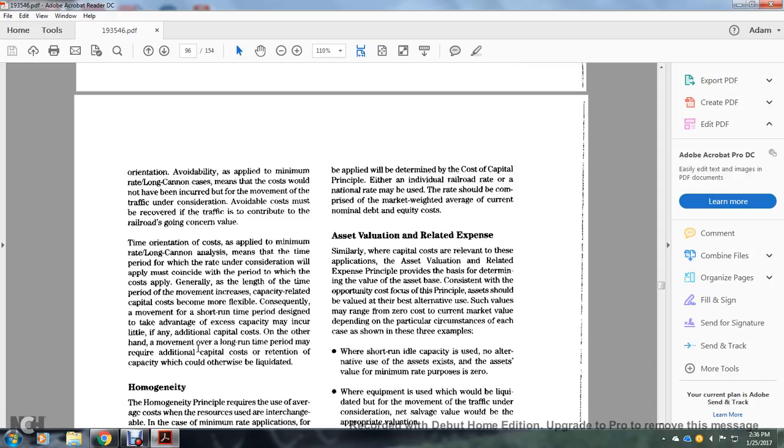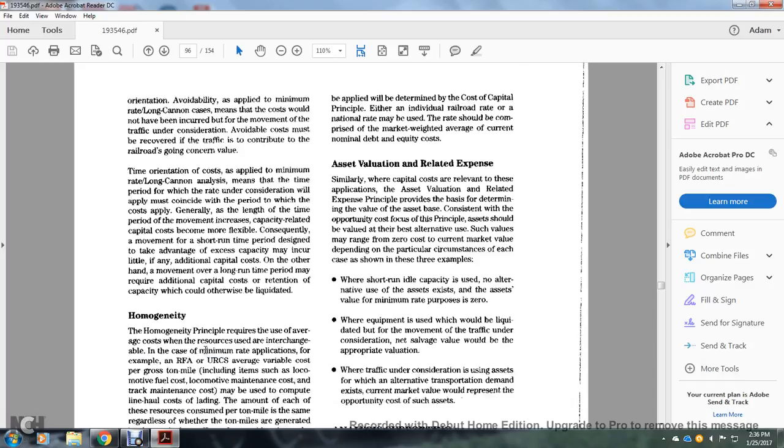Consequently, a movement in the short run time period designed to take advantage of excess capacity may incur little, if any, of the additional capital cost. On the other hand, a movement over the long-term period may require additional capital cost for the retention of the capital, which would otherwise be liquidated.